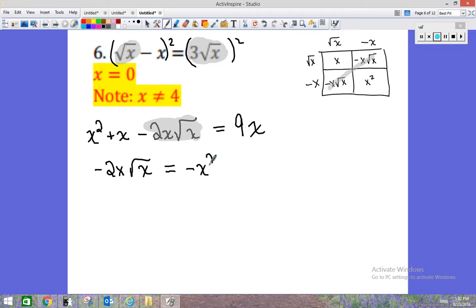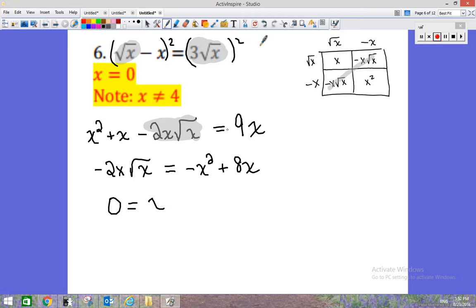Negative x squared minus x. Oops. When I subtract x from both sides, I'll have 8x there. Okay. You know what? Even though we are going to eventually get this radical by itself, let's get this in standard form. And I'll show you why I'm doing that.